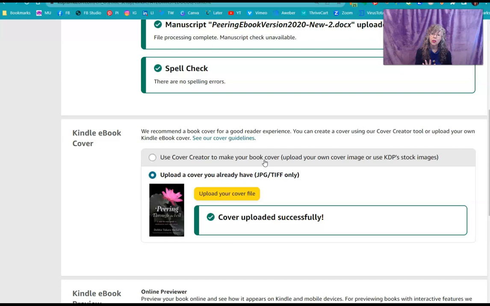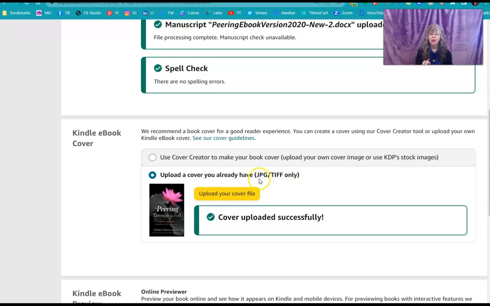So, you know, with a printed book, you have a front cover, the spine, and then a back cover. So you have a lot of stuff that has to be in it, and it's an all-in-one graphic, right? All of that is created in one graphic. But for an ebook, all you need is the front cover. Okay, so that's what I've uploaded here. It's been there for ages.